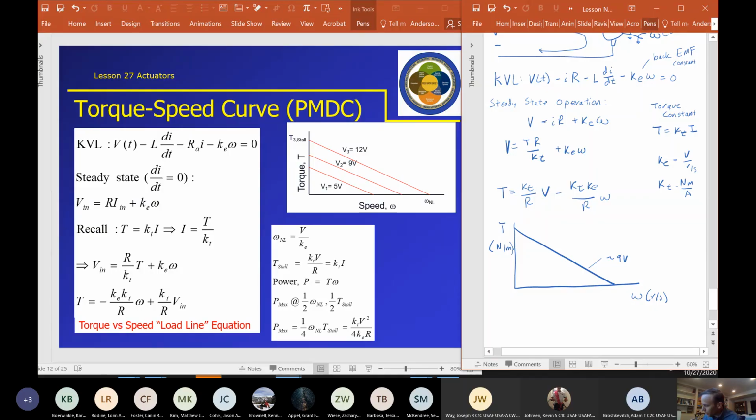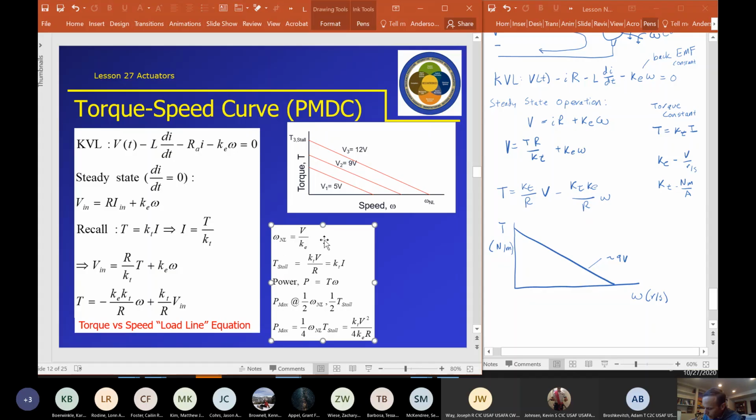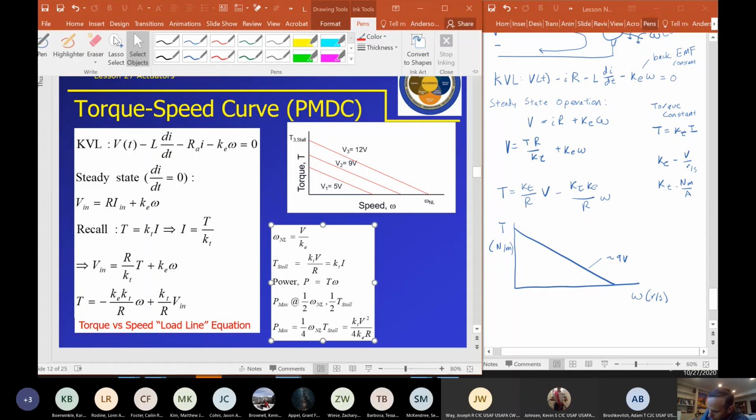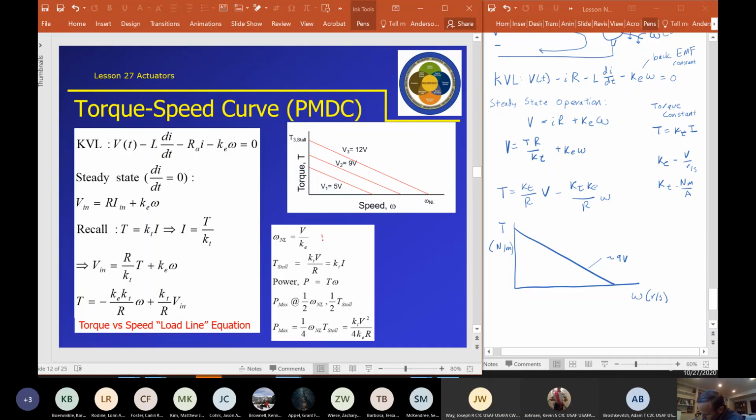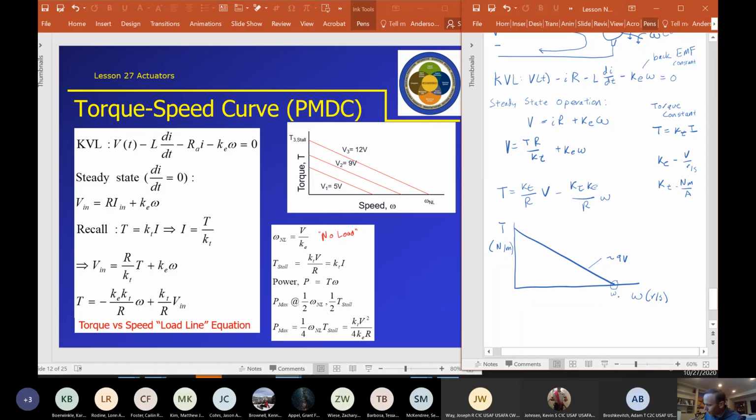If I wanted it to, so at no load, we call that the no load speed. That's right here. Omega sub NL is the no load speed. That's this point on the curve. That's the fastest it will ever go. If I wanted to go faster, what could I do?